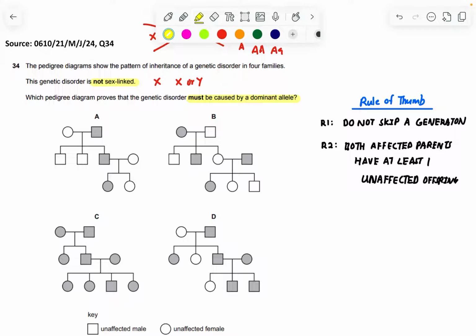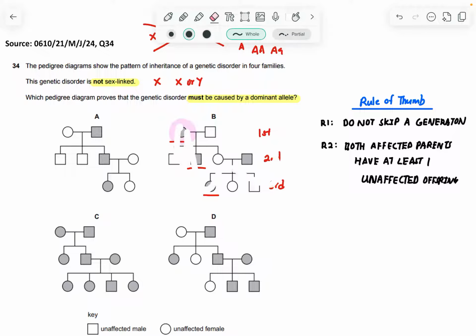The first rule of thumb is do not skip a generation, meaning the disease that has been caused by the dominant allele has to be there in every generation. Let's say, look at B. This is the first one that's affected, so this is the first generation. The second generation also has the disease. So this is the second generation, and this is the third generation. You can also see there are offspring who are being affected by the dominant allele. The disease is caused by the dominant allele, so you can see it did not skip a generation.